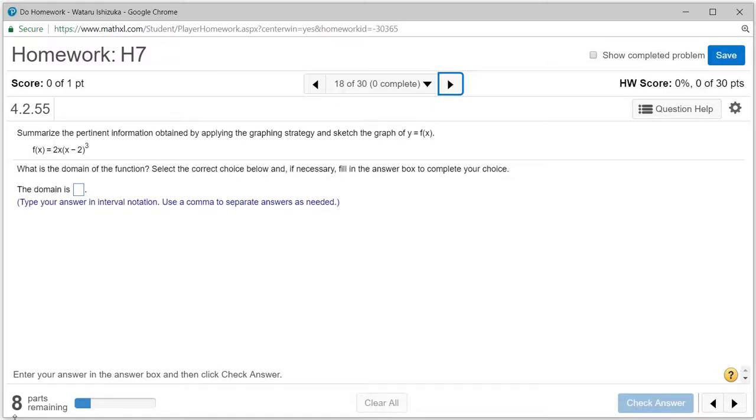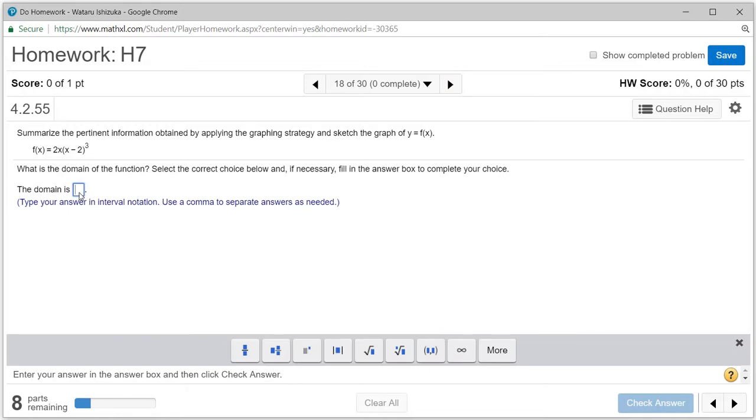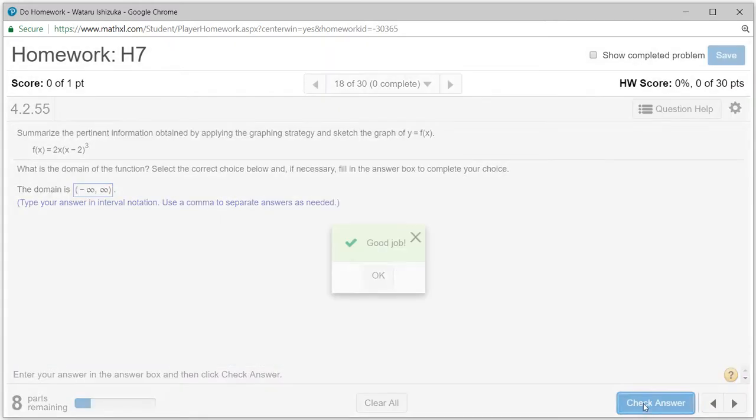Alright, let's look at homework 7, problem number 18. First question: we have a function here, and this is simply a polynomial function, so the domain is all real numbers. It's going to go from negative infinity to positive infinity. Let's check the answer.